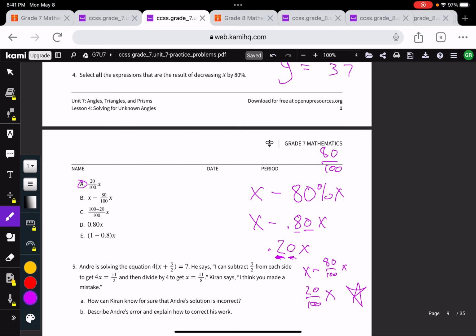Select all the expressions that are a result of decreasing x by 80%. If I decrease x, if I take 80% away from it, that leaves 20% left. 20% means per 100, 20 per 100. x minus 80 hundredths x, well, that's what I wrote right down there. I got x and I'm getting rid of 80%.